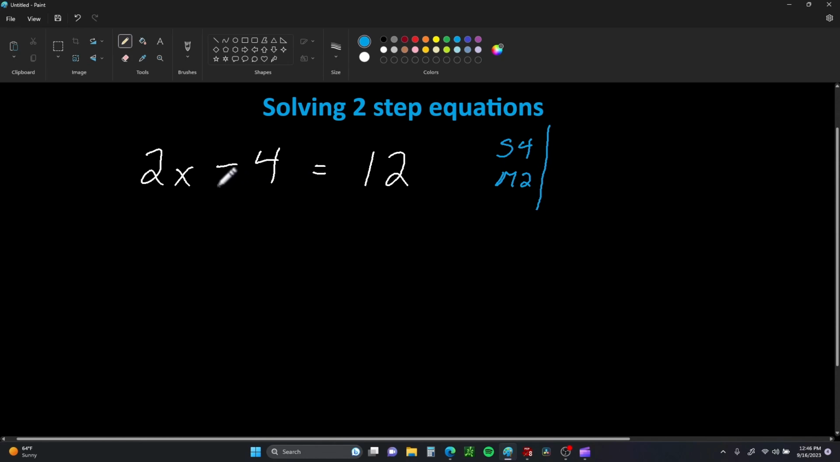When we solve these, since order of operations got us here, we want to do the opposite of order of operations to undo it. So first we want to do the addition of 4 to both sides, and then we want to divide by 2. So once we have this over here, it says to add 4 to both sides and then divide by 2. So first I add 4 to both sides.